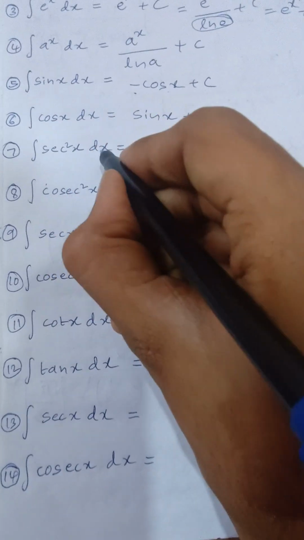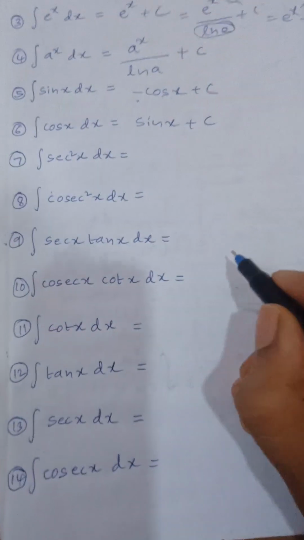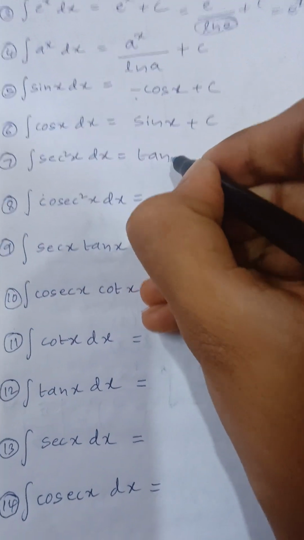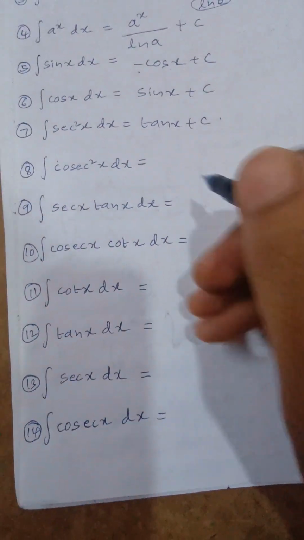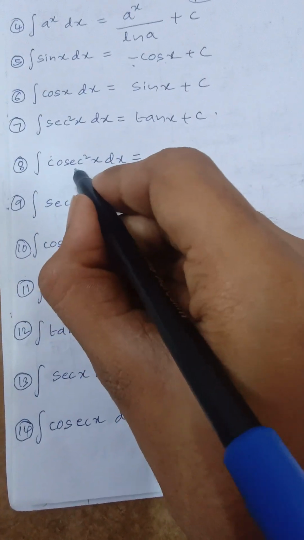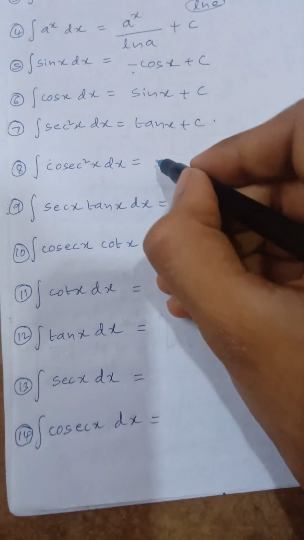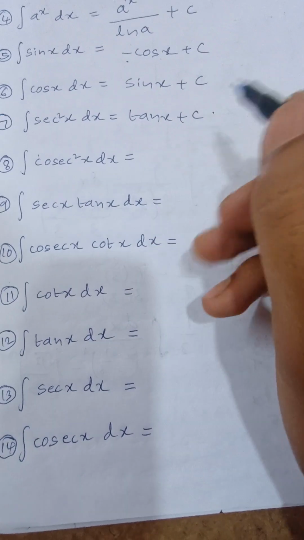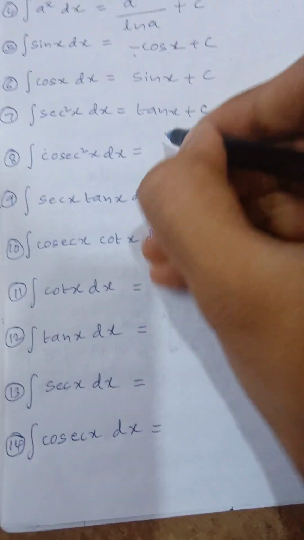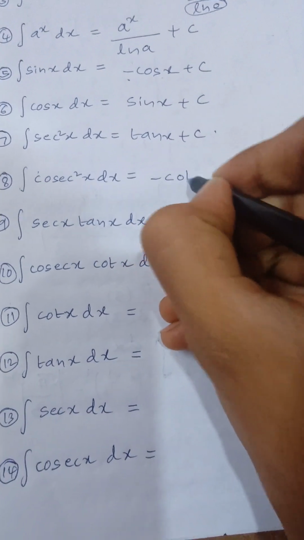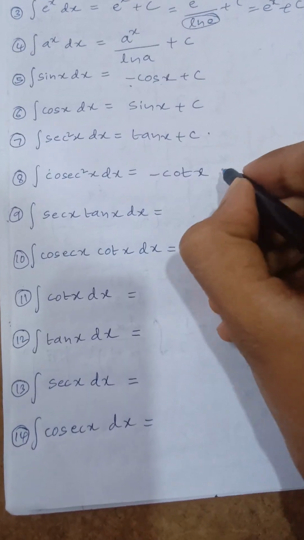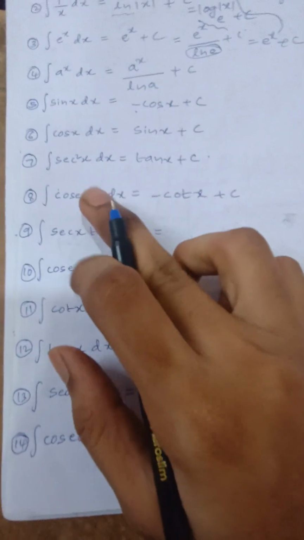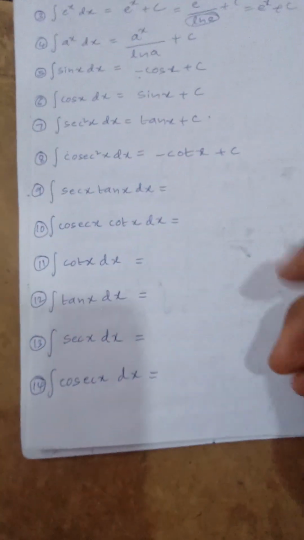Now integration of secant square x dx. Differentiation of tan x is secant square x, so the answer is tan x plus c. Integration of cosecant square x dx: differentiation of cot x is minus cosecant square x, so differentiation of minus cot x is cosecant square x. So integration of cosecant square x dx is minus cot x plus c.